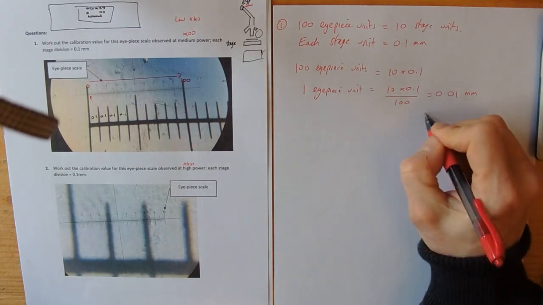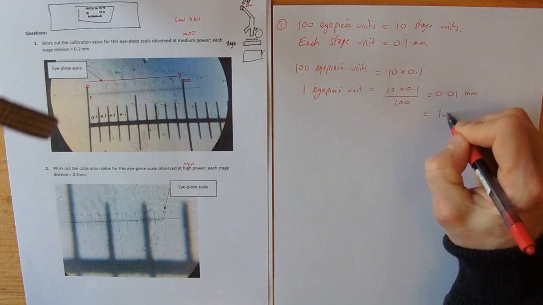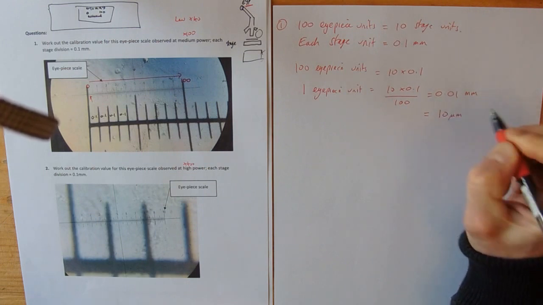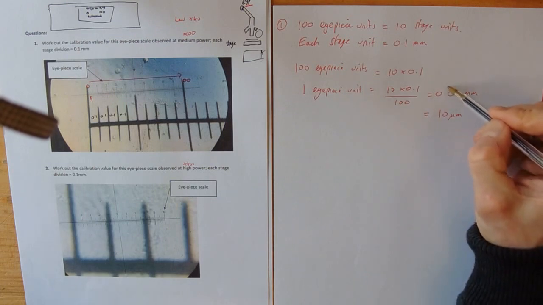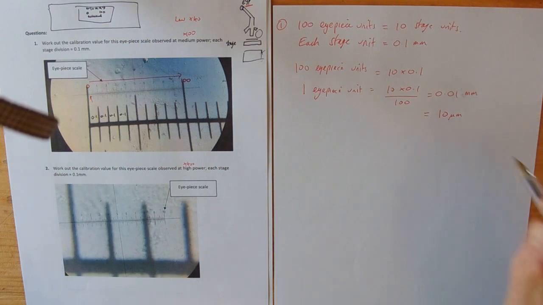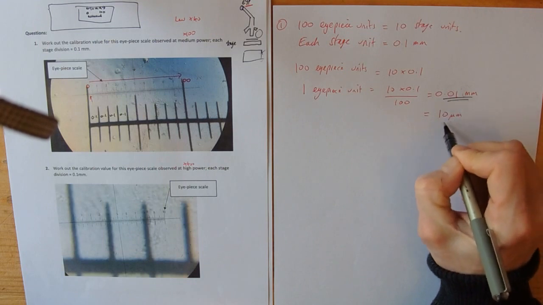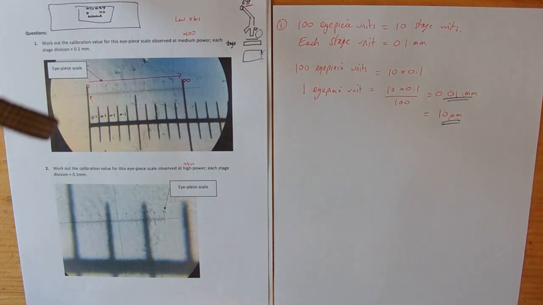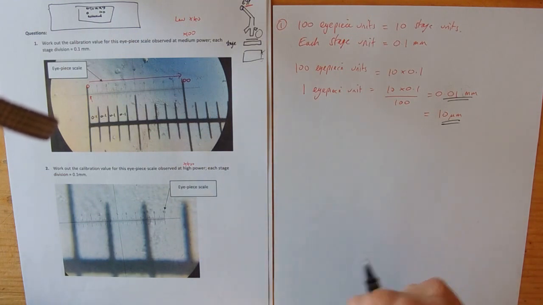Or if we would convert that into micrometers, another homework converting between these, that would be 10 micrometers. Or just a reminder, if I was moving this decimal place 3 places that way, then that would give us our 10 micrometers. Either of those answers there is absolutely fine for our calibration value.